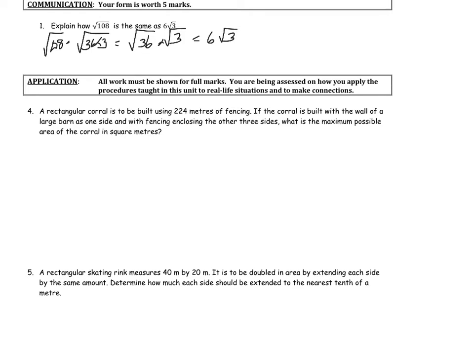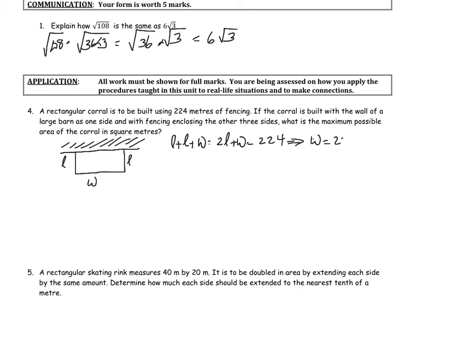The next question says that you have a rectangular corral which is built using 224 meters of fencing. If the corral is built with the wall of a large barn as one side and with fencing enclosing the other three sides, what is the maximum possible area of the corral in square meters? So we are going to draw a rectangle and one side is the barn. Let's call this side L, this side L, and this side W. We know that L plus L plus W, which is 2L plus W, is the total fencing, which is 224. So from here I can find that W is 224 minus 2L.